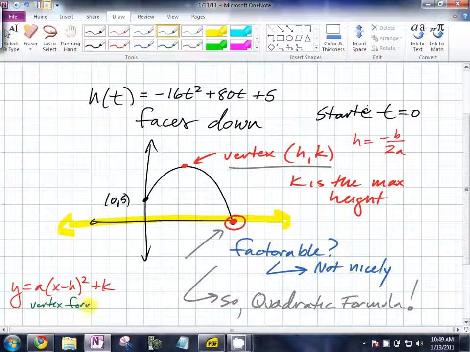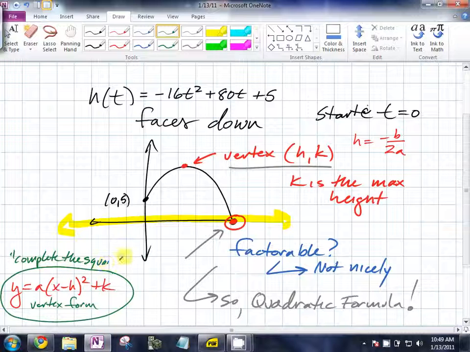You have to complete the square. That's another thing. How many people have seen that before? Complete the square. Does that ring any bells in your head? None? No bells? It's okay if it doesn't. We'll talk about it more later. Okay, we only have a few minutes left.